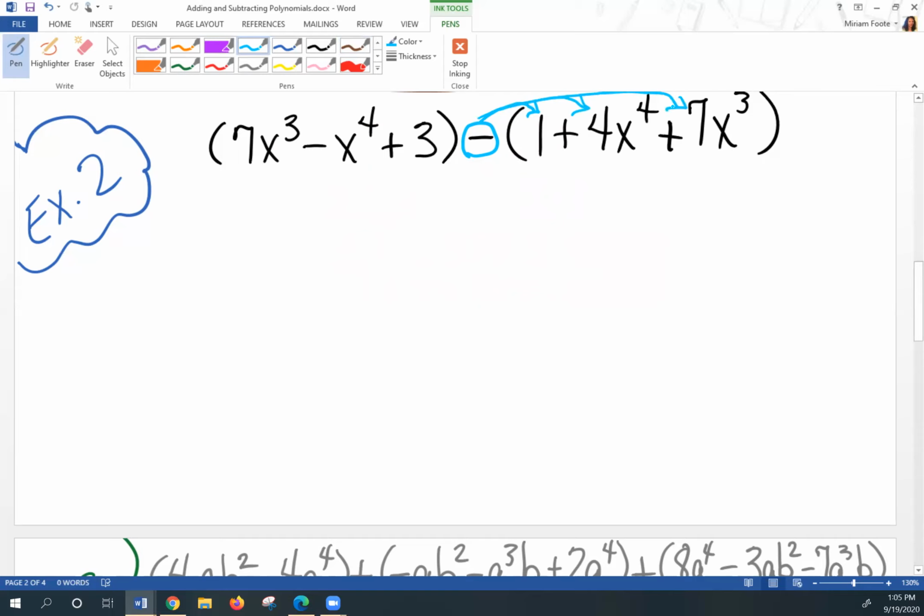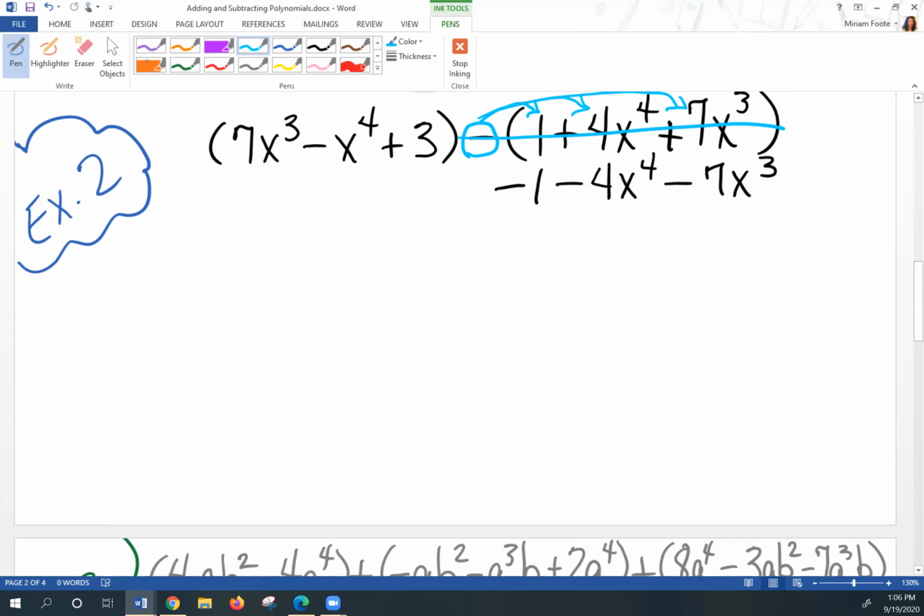When I rewrite this, negative times 1 is negative 1. Negative times 4x to the fourth power is negative 4x to the fourth power. And then negative times positive 7x cubed is negative 7x cubed. Once I get to that point, I can go ahead and get rid of that. I'm no longer working with that. I'm only working with my new change.